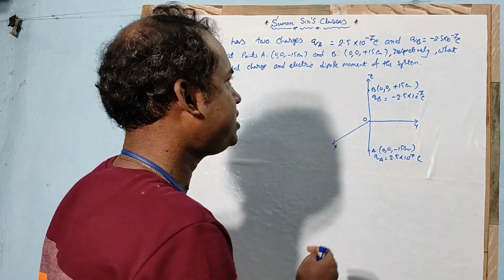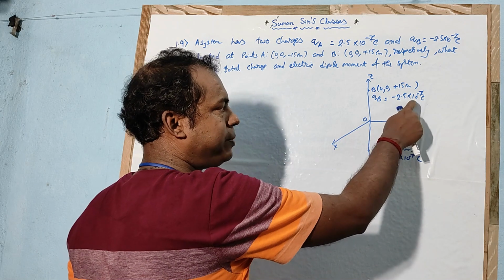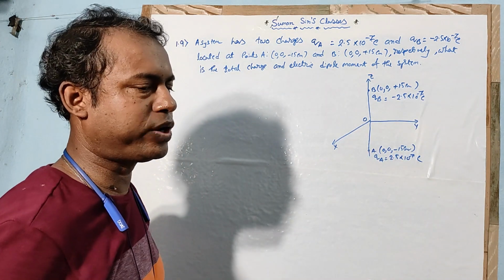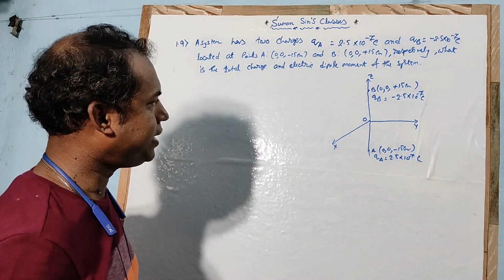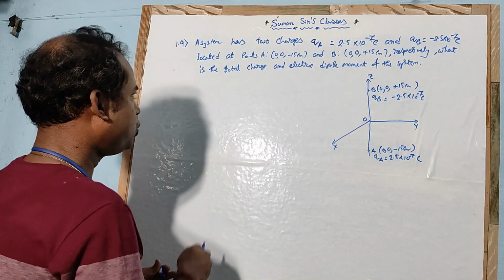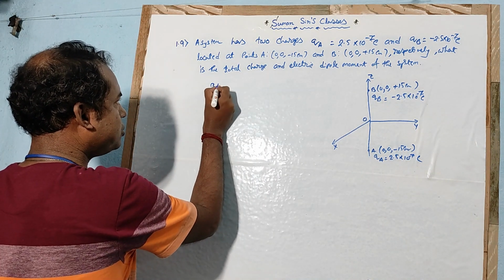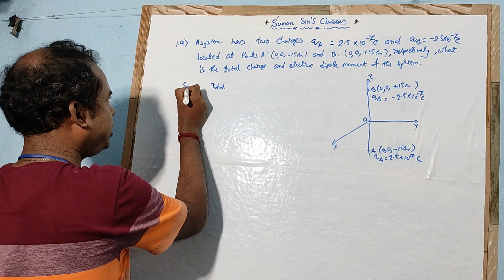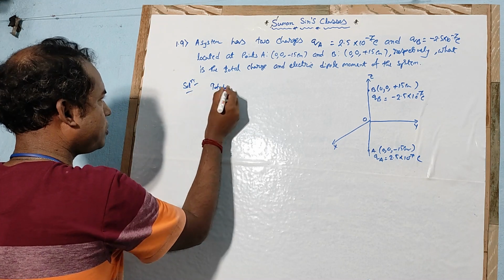Okay. So which charge is located there? Minus 2.5 × 10 to the power minus 7 coulomb. This is the charge located over there. So we just want to find out the total charge first. Now come to the point, that is the solution.